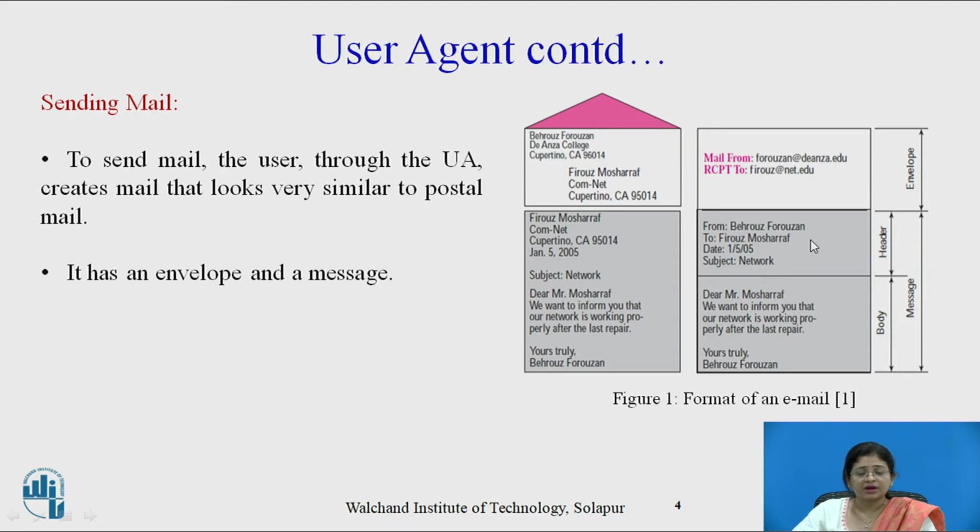Now the header part consists of from and to, that means from which user the mail is coming and to which user the mail is going. Along with this, it also has one more part known as the subject, and another part that is the date and time. Now the body consists of the message. The body part contains the complete message. So this is what the user agent does for sending mail.